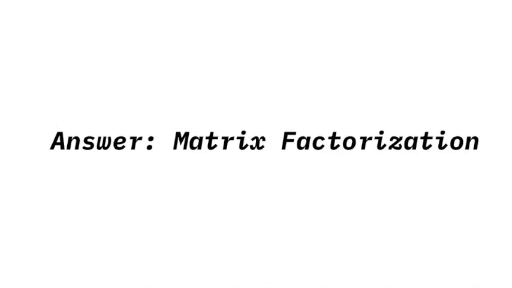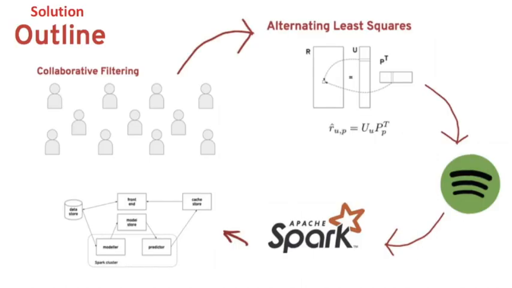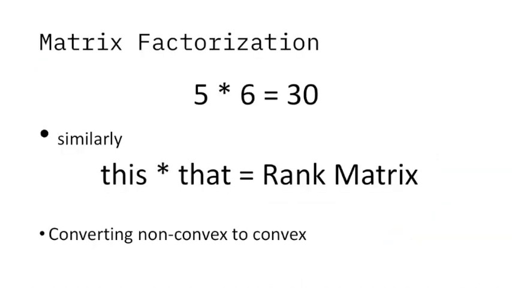And again, it's all our high school mathematics. Matrix factorization is like any other factorization: 5 into 6 gives us 30. Similarly, the rank matrix we have to build has to be split into this and that. And you bring back the convex and non-convex nature of the data points from earlier. Here clearly what we have is a non-convex nature of the data points, and the approach we are going to take is converting the non-convex into a convex nature for easier computation.